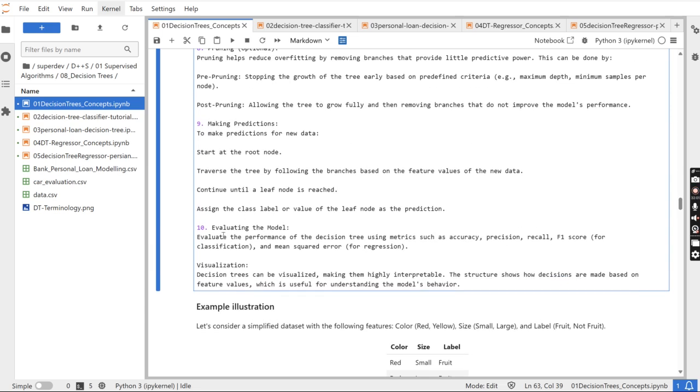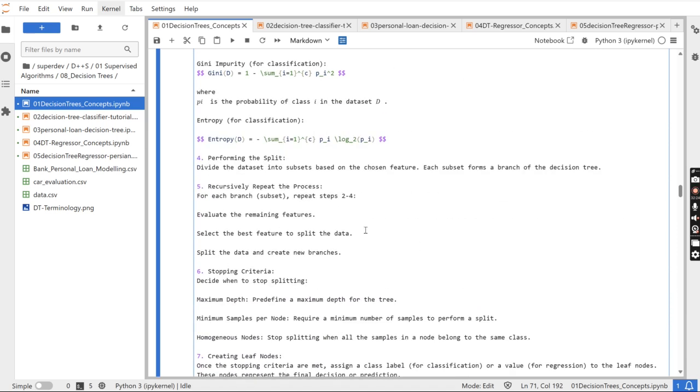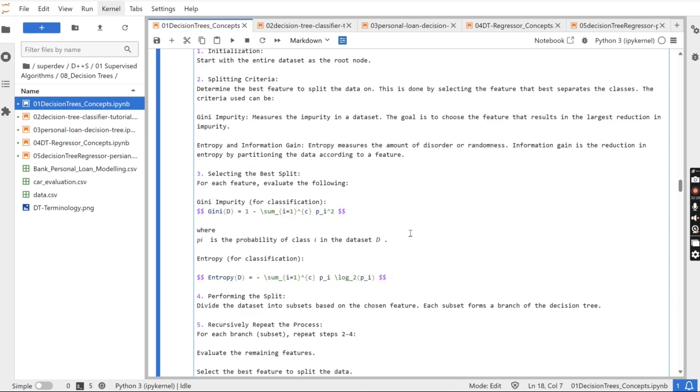Finally, you will evaluate the model. Evaluation metrics remain the same for classification and regression. For classification you have accuracy, precision, recall, F1. For regression you have mean squared error, root mean squared error, etc. And then you can also go on to visualize the decision tree. A function is already provided for you that will show how the split happened. Clear? All the points are the same as what we discussed already.